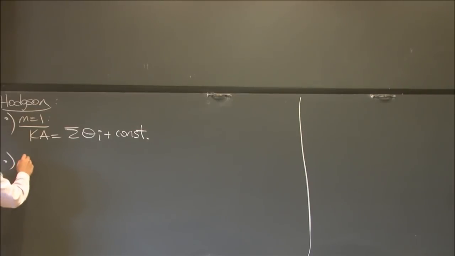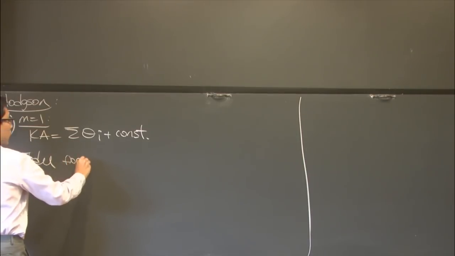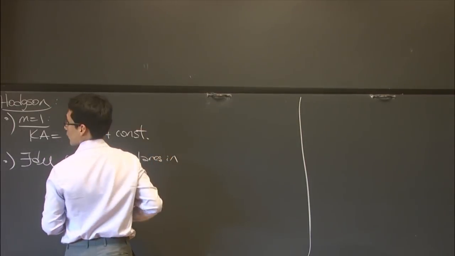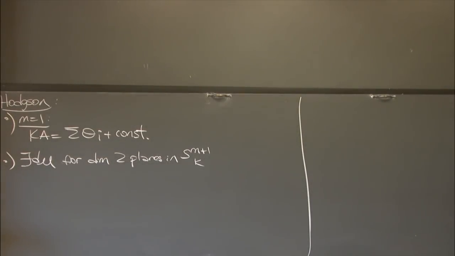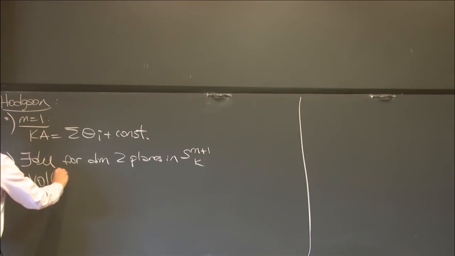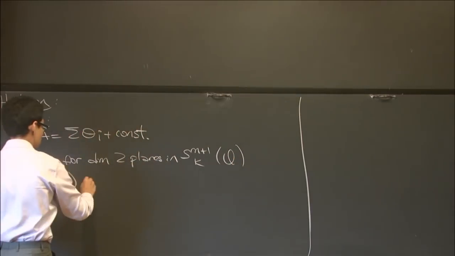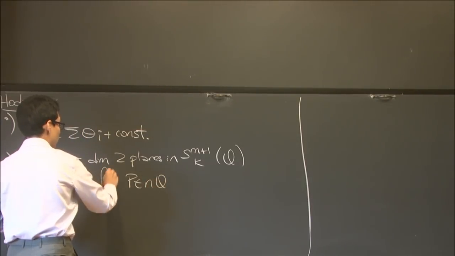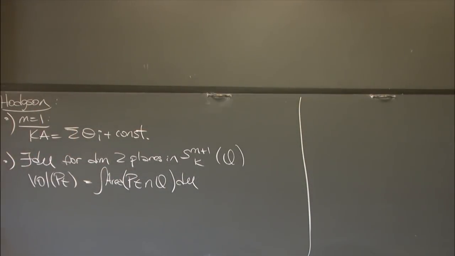The second observation is that there exists a measure for dimension 2 planes in this space, which is going to be invariant under isometries. And moreover, we have the following formula. We could either calculate the volume of P_t normally, let me name the planes by Q, or we could just intersect P_t with Q, take the area of such intersection, and integrate with respect to this measure.